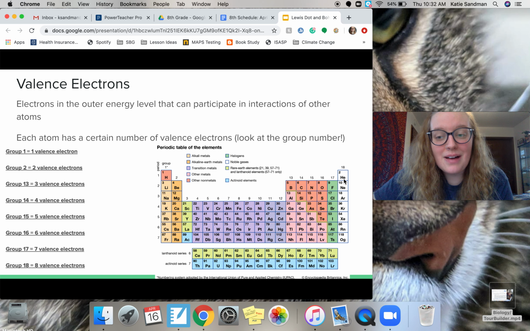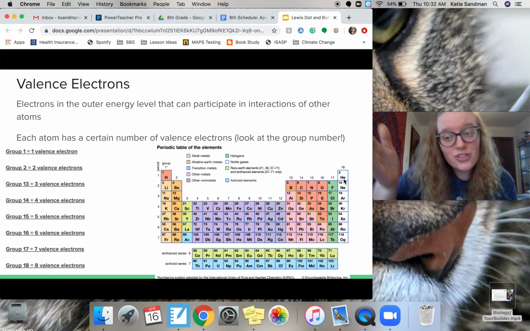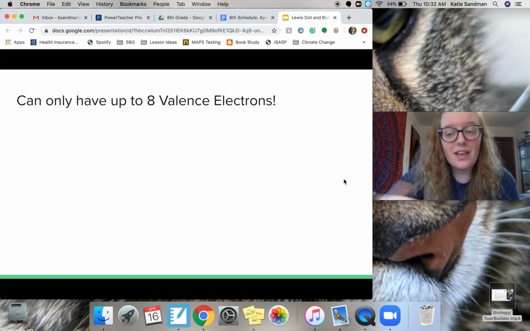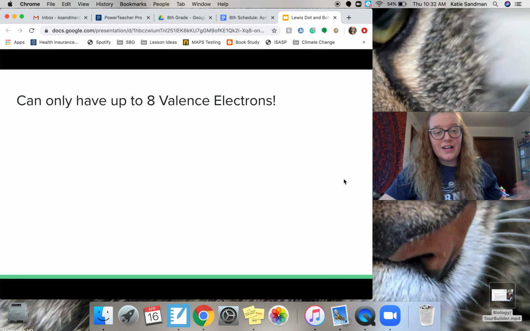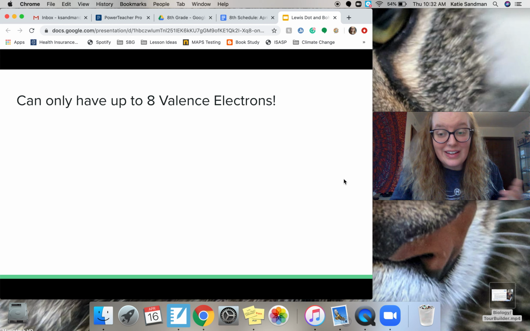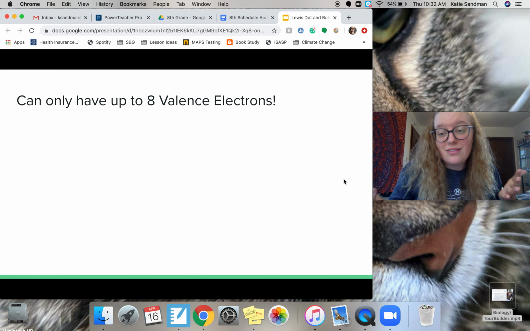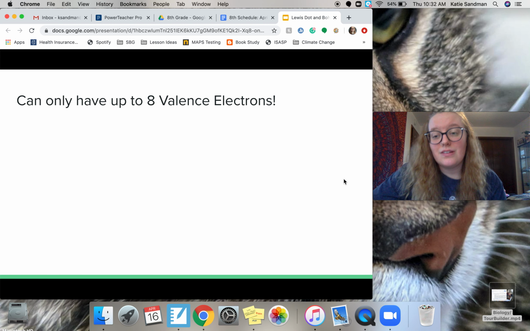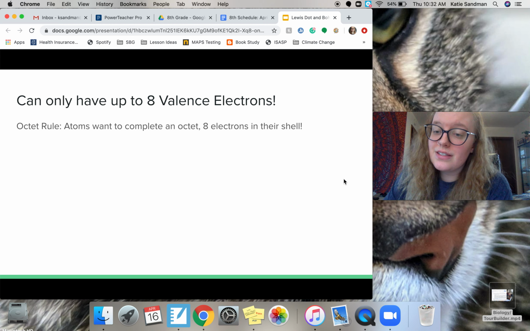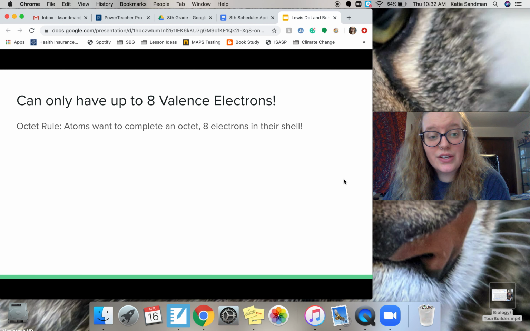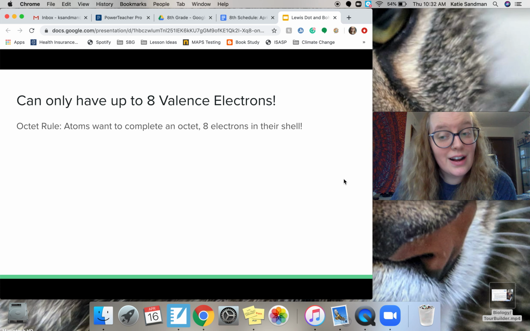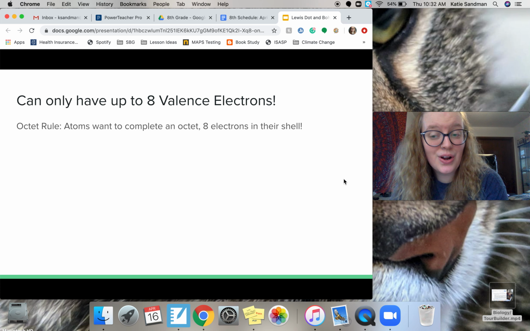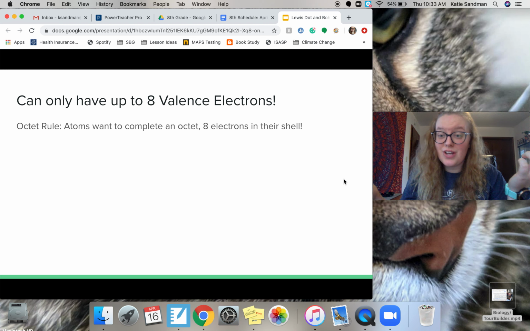Alright, so knowing how many valence electrons are in each group, we need to know that, like I said earlier, they can have up to 8 valence electrons. So with Lewis dot models, you only need to draw up to 8 electrons if it's in the 18th group. With Bohr models, you're going to need to draw more electrons. This is a thing called the octet rule. This is when atoms want to complete an octet. So it wants to have 8 electrons in their outermost shell.